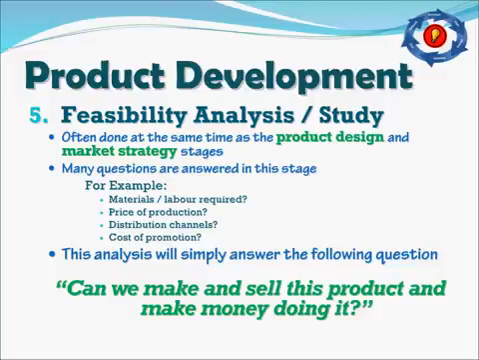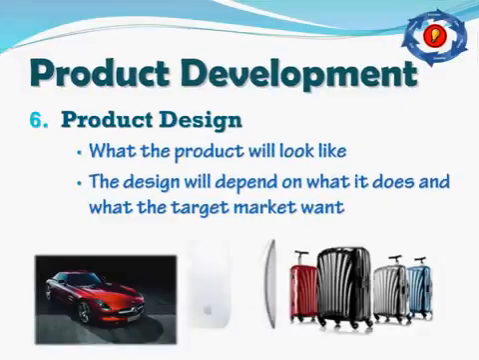At the same time that you're developing your market strategy, you may or may not be developing your feasibility analysis. So once you've done your product design, once you've kind of addressed your 4 P's, or at the same time, you then need to ask various questions. Do you have the materials and labor required to produce this product? Is the price of production going to be way too high? Do you have the distribution channels in place to get your product to the consumer? And what about promoting your product? How will you do this? Will it be cost effective? Basically, again, you are answering this very simple question. Can you make and sell this product while making money doing so?